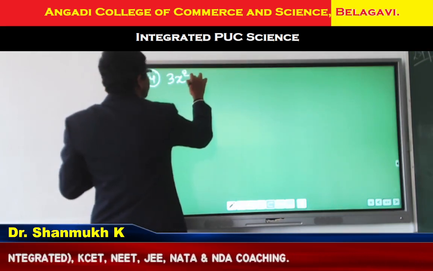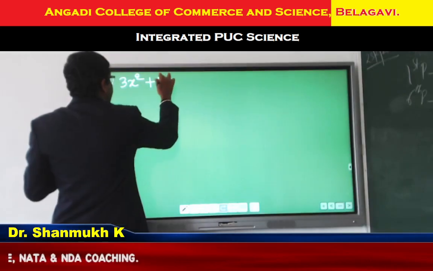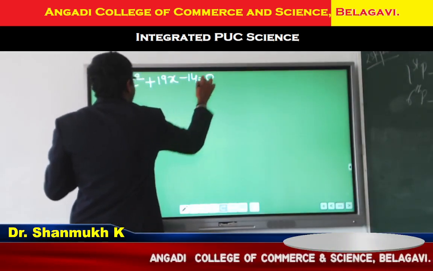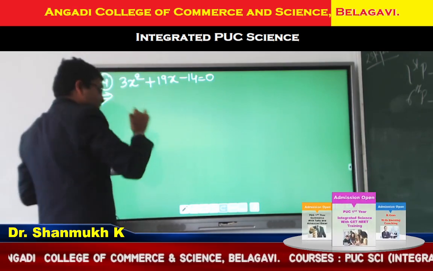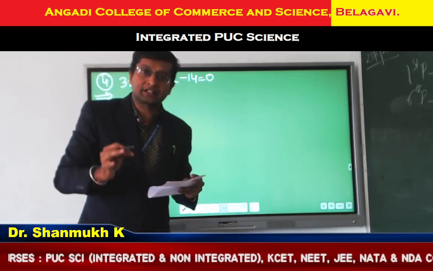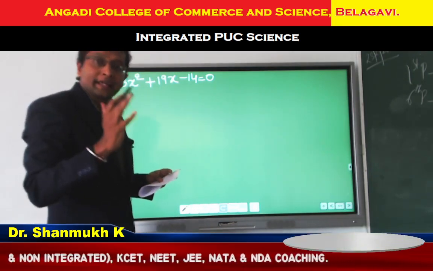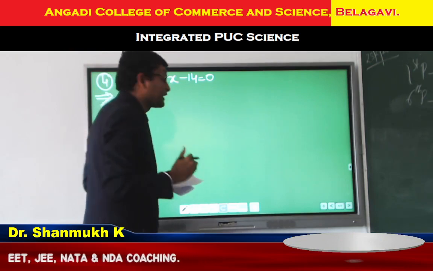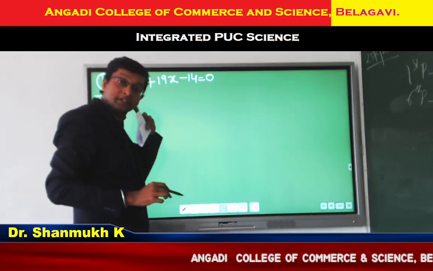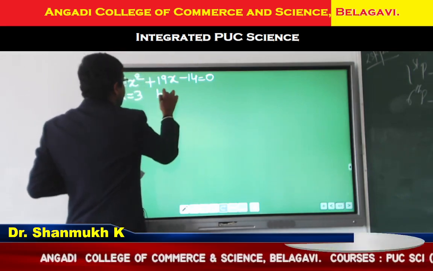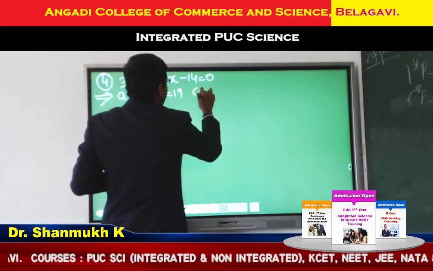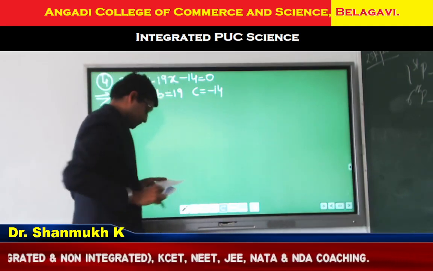3x square plus 19x minus 14 is equal to 0. So it is in the standard form, that is ax square plus bx plus c equal to 0. The x square coefficient, a, is 3 here. The x coefficient, b, we get as 19. The constant is c, we get it as minus 14.